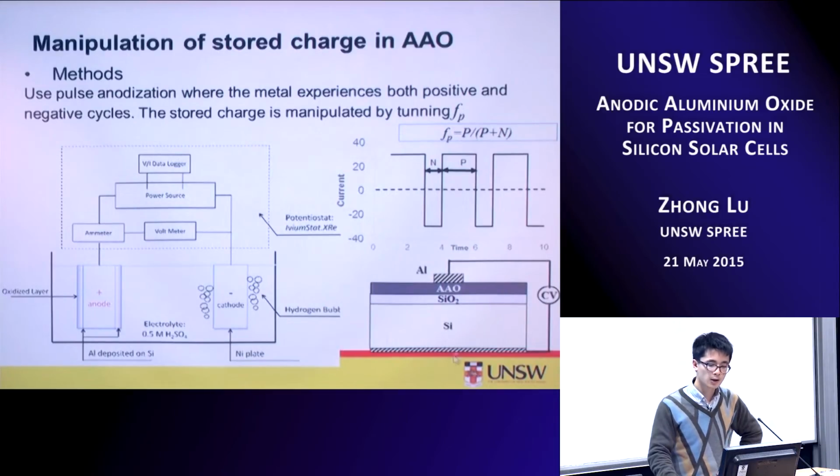And this is the test structure that I used for characterization. I start with a P-type substrate, and then I grow a very thin silicon dioxide, and then I put aluminum on top, and then use this setup to grow an AO. And then I fabricate a MIS structure and use the CV measurement to characterize the store charge as well as the interface defect.